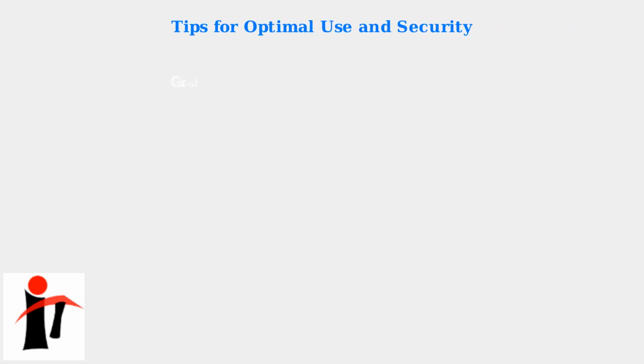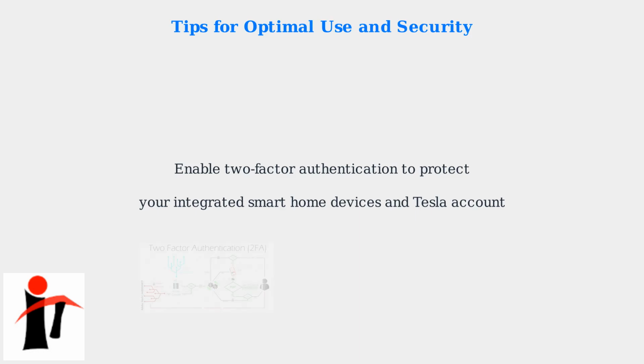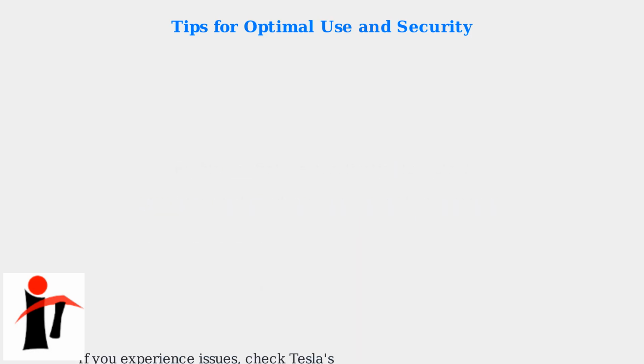To ensure smooth operation, grant the Tesla app all necessary permissions and ensure your vehicle is online. Enable two-factor authentication to protect your integrated smart home devices and Tesla account. If you experience any issues, check Tesla's support forums for over-the-air fixes.